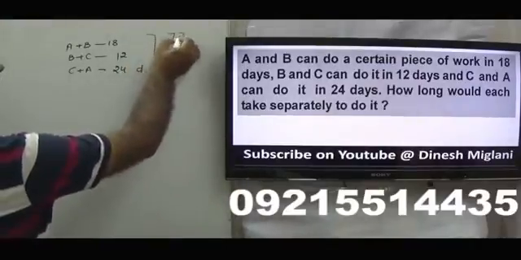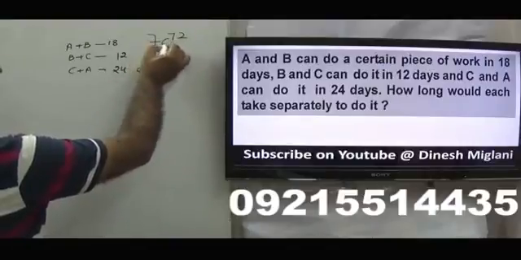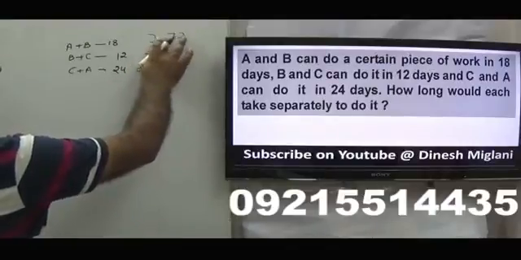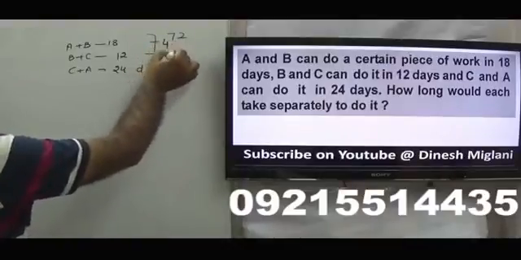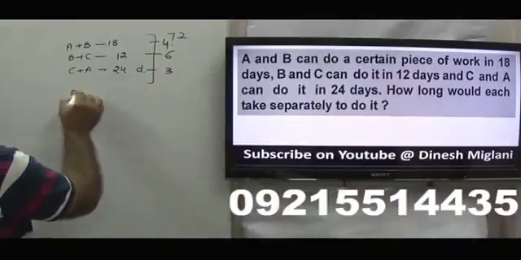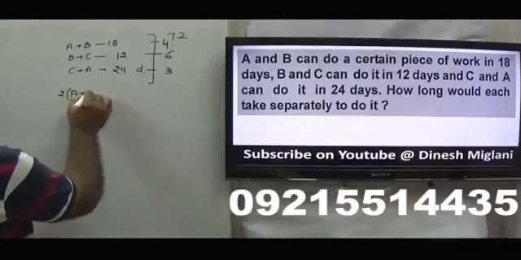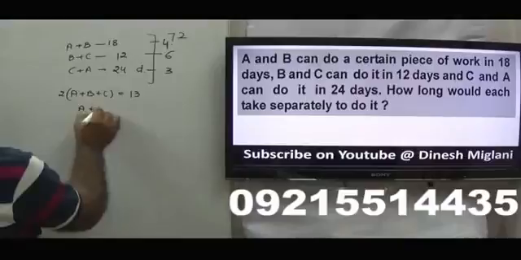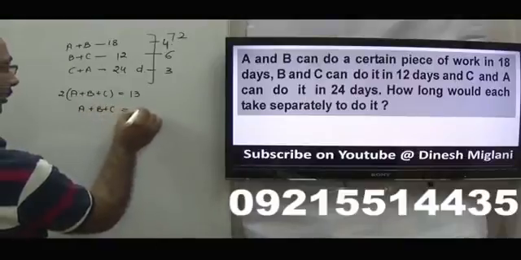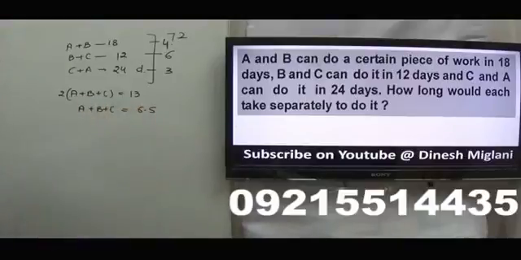LCM is 72. So I can say A and B one day's work is 4. This is 6 and this is 3. Add them, 4 and 6 and 3, that is 13. So I can say twice of A plus B plus C, one day work is 13. It means A plus B plus C, one day work is 13 by 2, that is 6.5. Now, if I have to find the answer for A, B and C, they can do 6 work in one day.